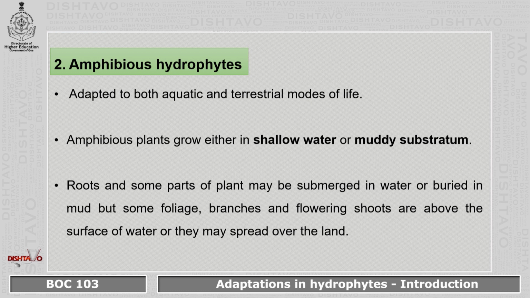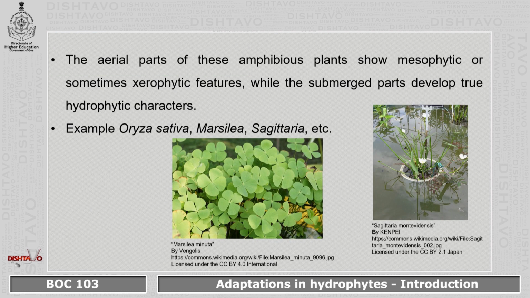Amphibious plants are either present in shallow waters or in muddy substratum. Roots and some parts of the plants may be submerged in water or buried in the mud, but some foliage on branches and flowering shoots are above the water surface. The aerial part of these amphibious plants shows mesophytic or sometimes xerophytic characters. Mesophytic is when they can adapt to normal temperatures. Xerophytic would be when they experience harsh conditions. While the submerged part of the plants develops true hydrophytic characters.